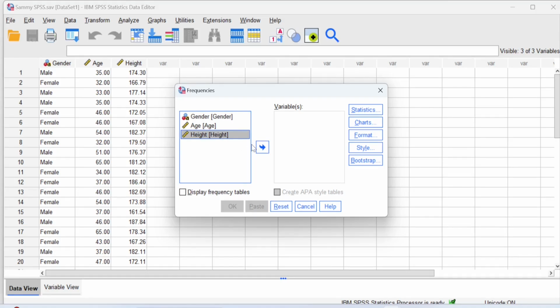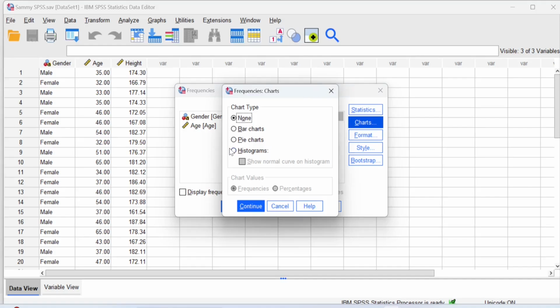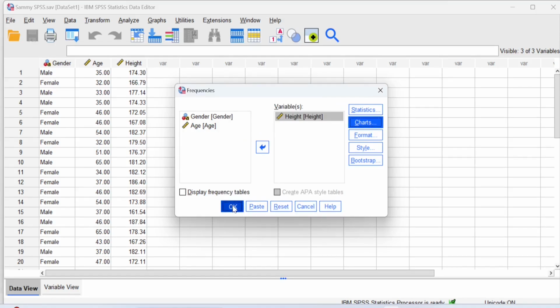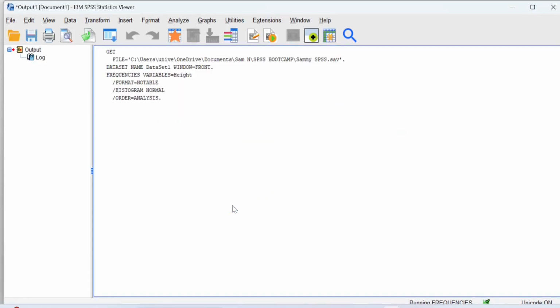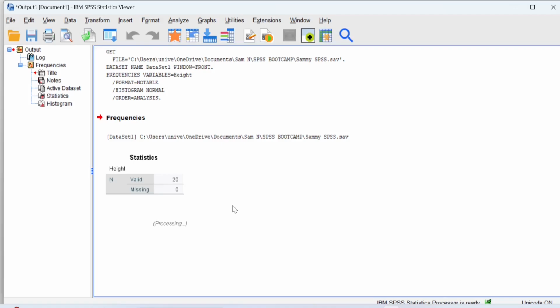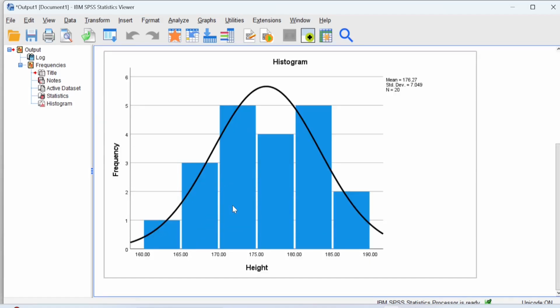So I'll move this height, which is the variable of interest in this lesson, into the variables box. I'll go to charts because I want the histogram. Check the histogram. Check this box for show normal curve on histogram. Click on continue, then click on OK. So you want to see whether the data is normally distributed and the chart has been generated. You can see this bell-shaped curve which shows that the data is normally distributed. So once this assumption has been satisfied, you can proceed to do a one sample t-test.